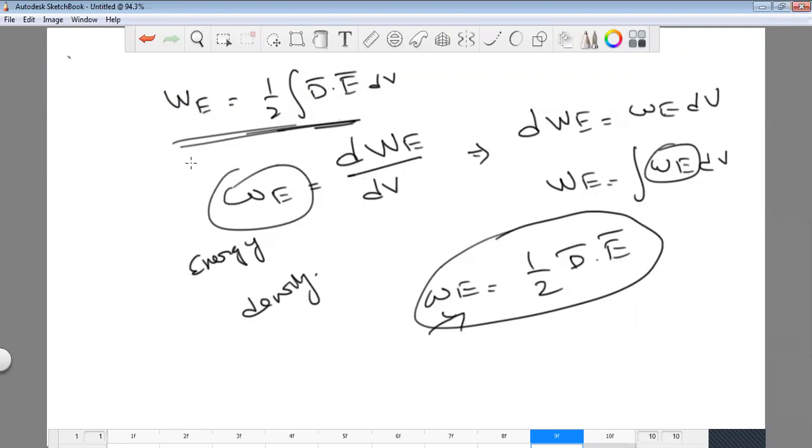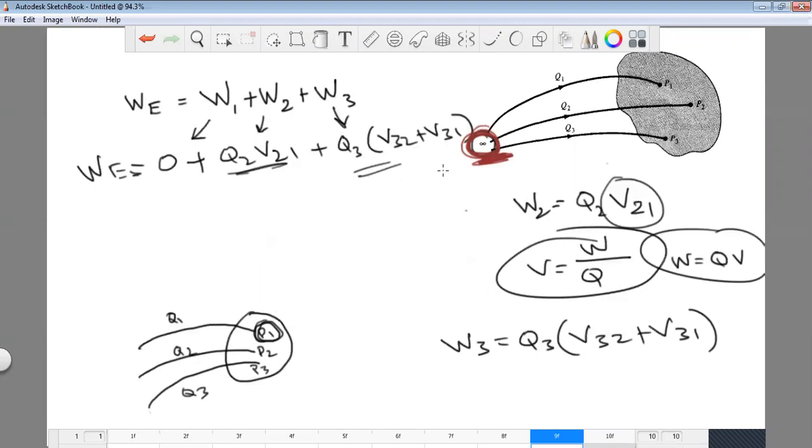So what about the work done value? Work done value W suffix E equals 1 by 2 integral D bar dot E bar dV. Okay. So this is about total work done and energy density when you are moving the 3 point charges, q1 q2 q3 from infinity to 3 points p1 p2 p3. Okay.